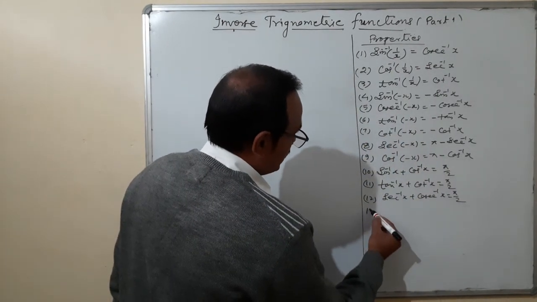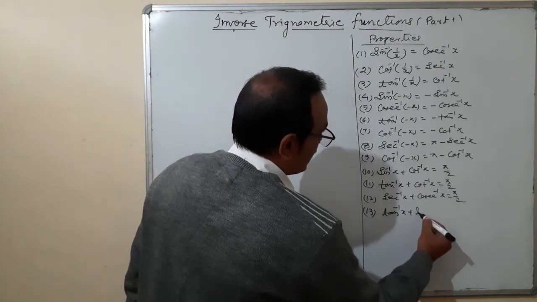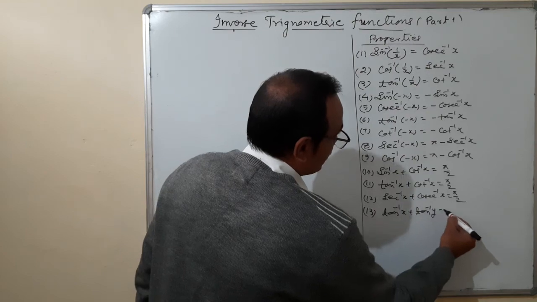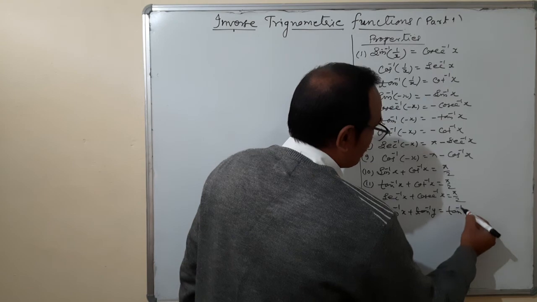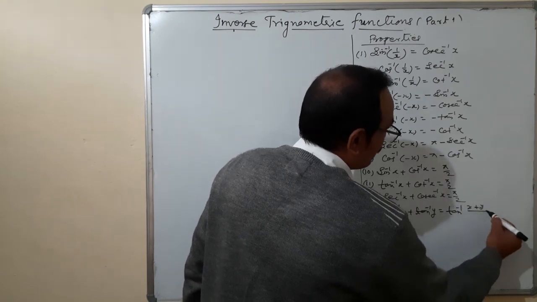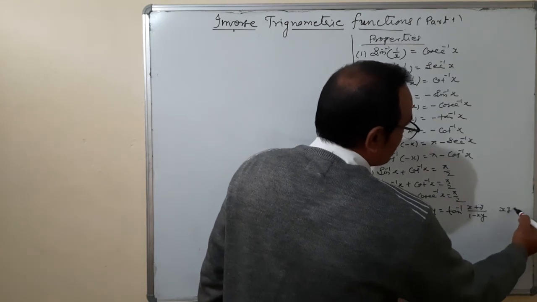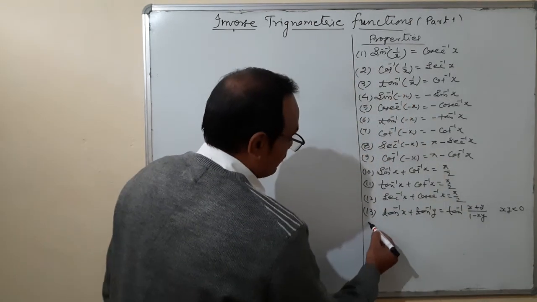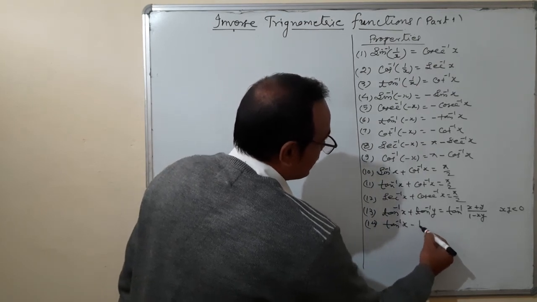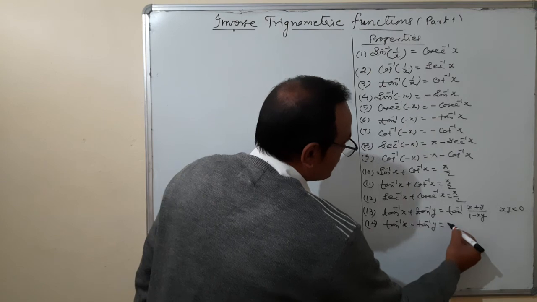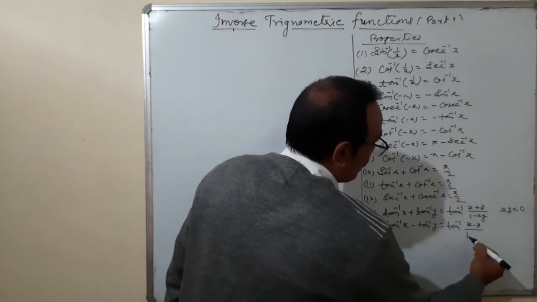it's very important, 13th, tan inverse x plus tan inverse y is equal to tan inverse of x plus y upon 1 minus xy. But that is the condition when xy is less than 1. Next is tan inverse x minus tan inverse y is equal to tan inverse of x minus y upon 1 plus xy.